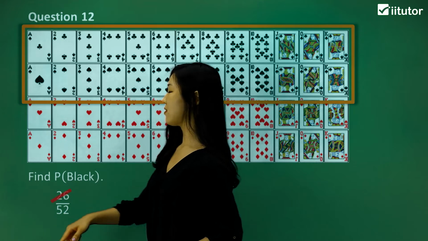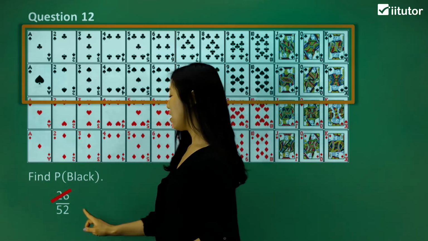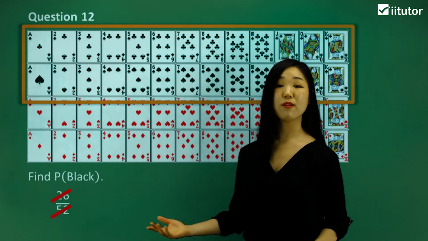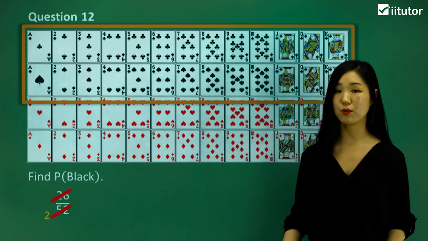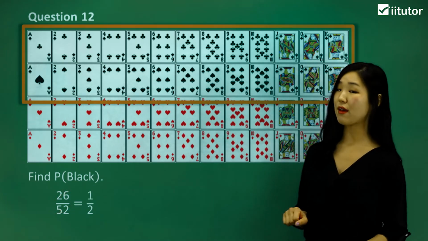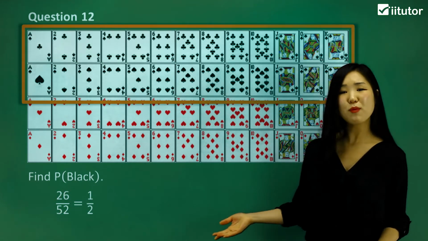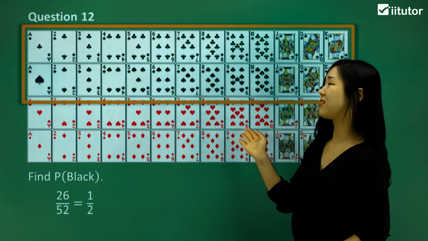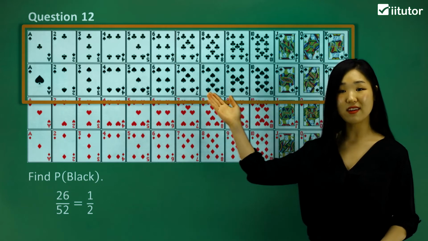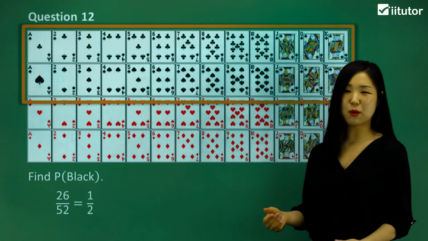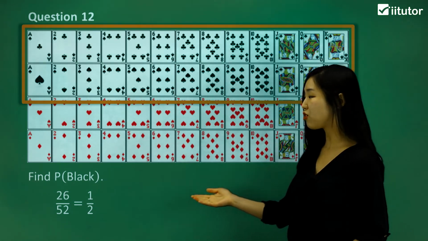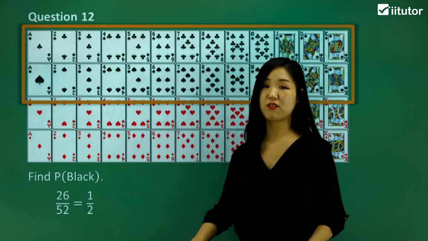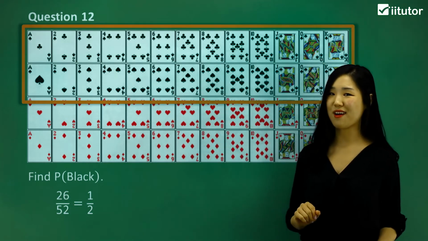So let's cross out the 26, it just becomes 1. And let's cross out the 52, and 52 divided by 26 is 2. So we basically have 1 over 2 left, which is our final probability, which is basically half. And you can probably just go straight to half just by looking at the diagram. Half is black, half is red. So that was quite an easy one. You didn't even need to write this. You can go straight to half if you know that half are black and half are red.